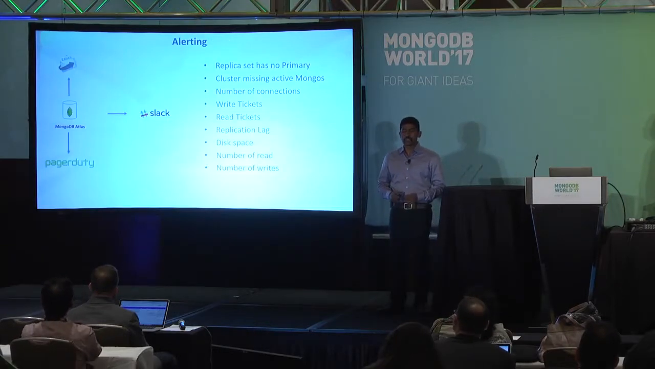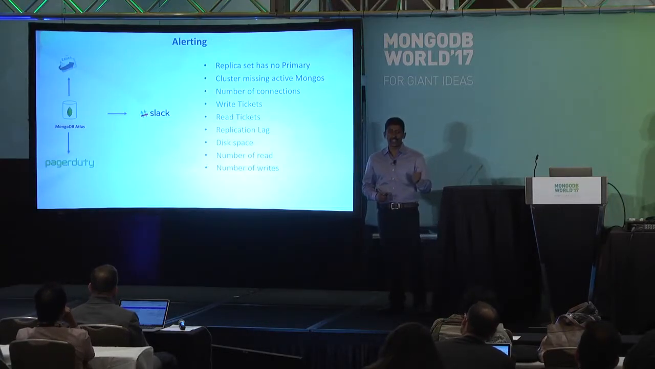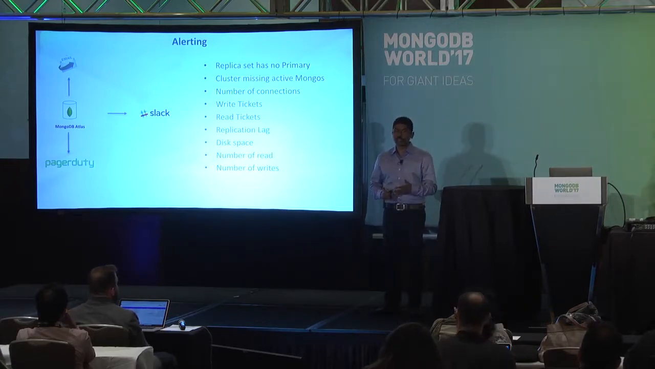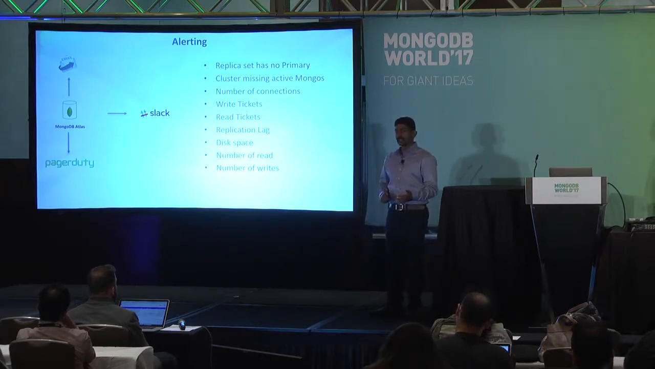MongoDB Atlas also has integration with other third-party APIs like Slack and PagerDuty. At eHarmony, we have leveraged this integration to set up a multi-tiered alerting system. And some of the key metrics that we actively monitor and alert on are these.